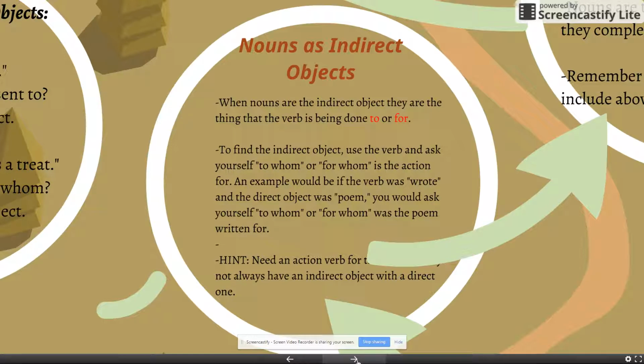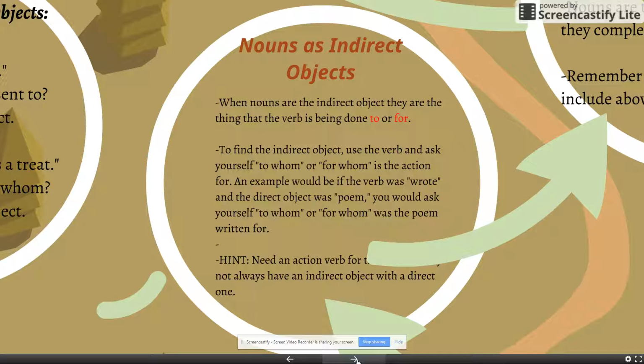Now on to nouns as an indirect object. You won't always have an indirect object, but you should always look for one with an action verb. When nouns are the indirect object, they are the thing that the verb is being done to or for. In this case, to find the indirect object, you would ask yourself, to whom or for whom is the action being done? For example, if the verb was wrote and the direct object was poem, as in he wrote a poem, you would ask yourself, to whom or for whom was the poem written? The answer to that then would be your indirect object.